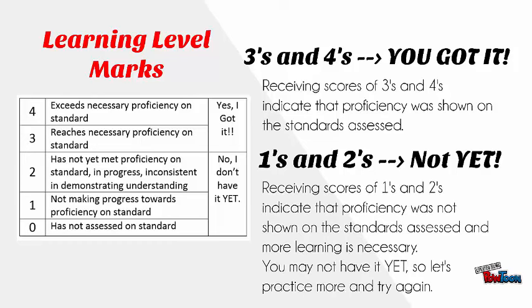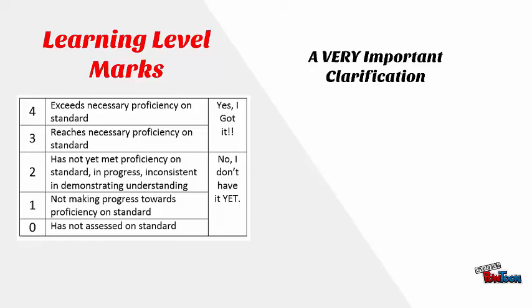Receiving these scores indicates that proficiency wasn't shown on the standards assessed and more learning is necessary. You may not have it yet, so let's practice more and try again. A 2 says that you are in progress or inconsistent in demonstrating your understanding. A 1 says you're not really making progress yet.